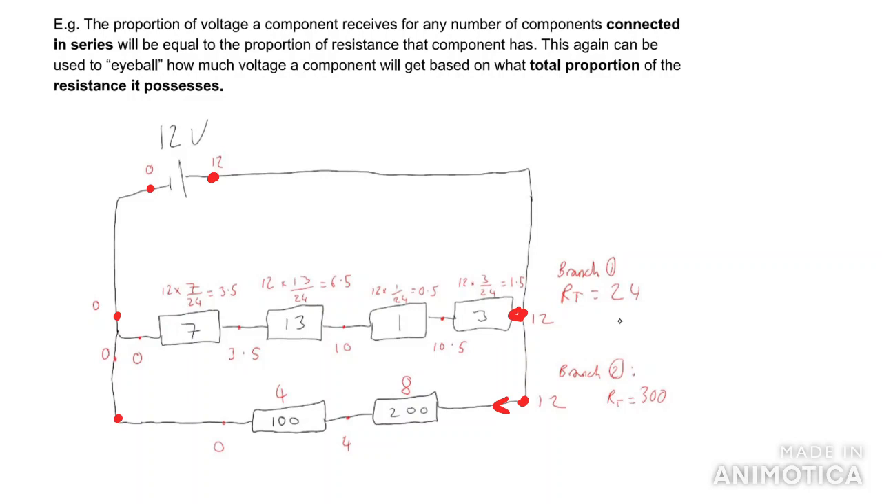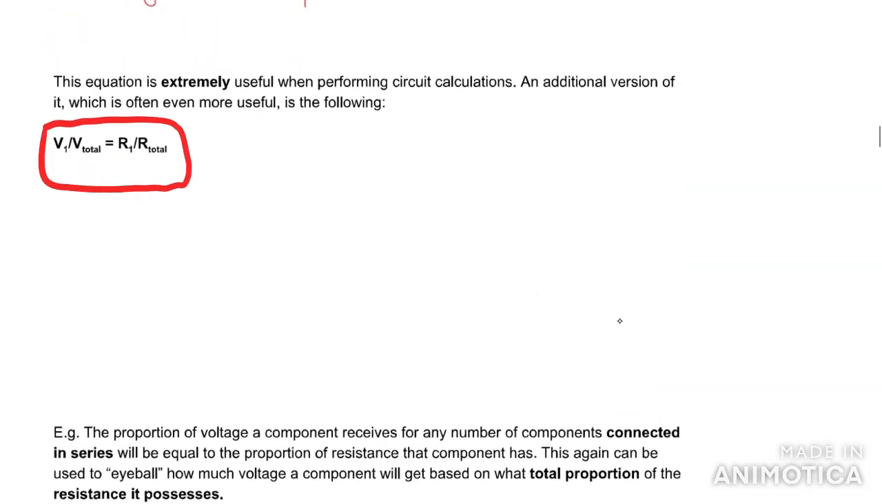We can just see that one of the resistors is double the other, so he must get 8 and he must get 4. But this top branch, you're not really going to be able to eyeball how much each one gets that easily. So what you want to use is this simple equation.